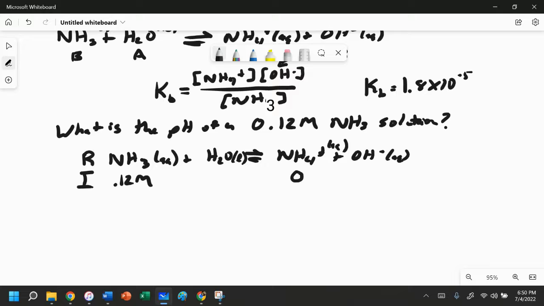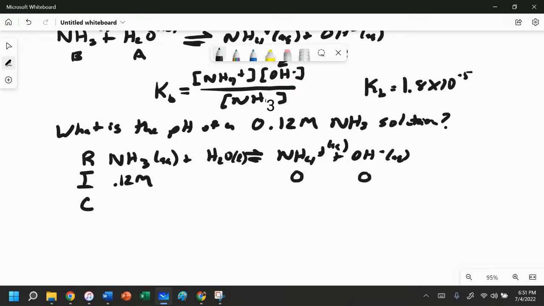Right when we put the NH3 in, there's no ammonium present initially. And then hydroxide, again, water does have some hydroxide in it, but hydroxide concentrations in pure water are 1 times 10 to the negative 7. That is very, very small. That's 1,000,000 times smaller than our concentration of our ammonia. And so we can assume that the hydroxide concentration is 0 initially.